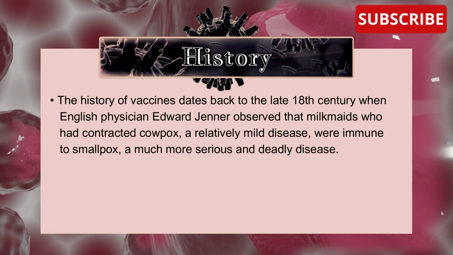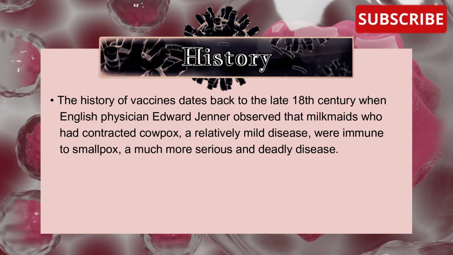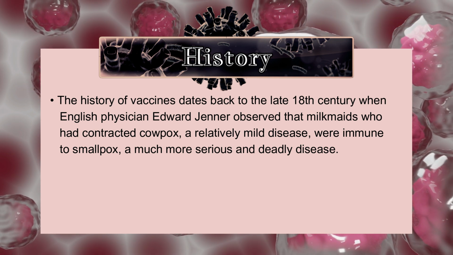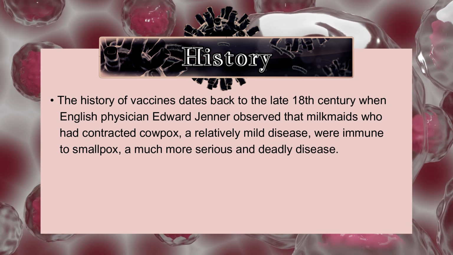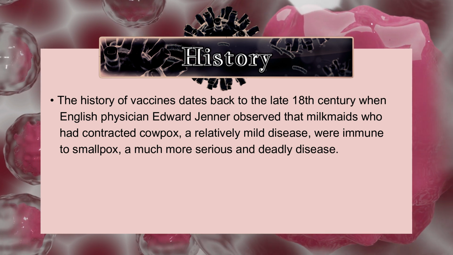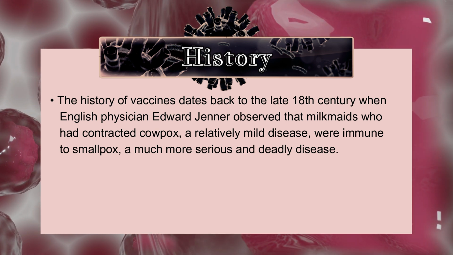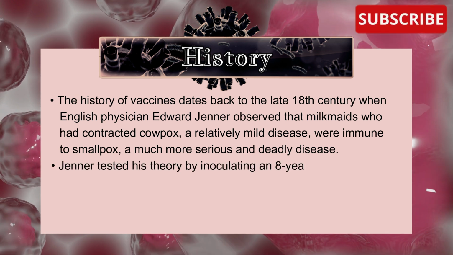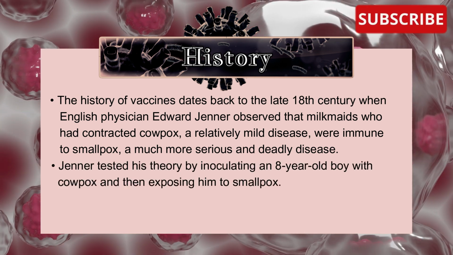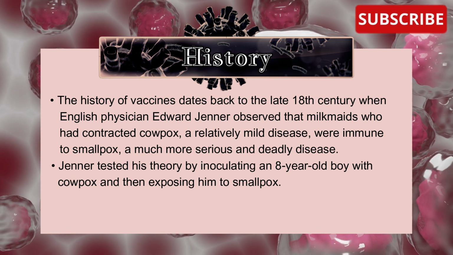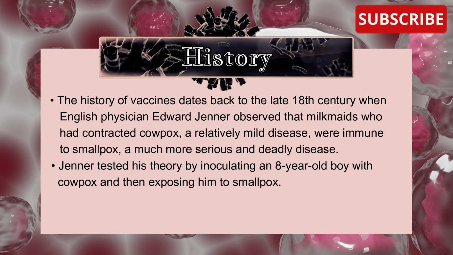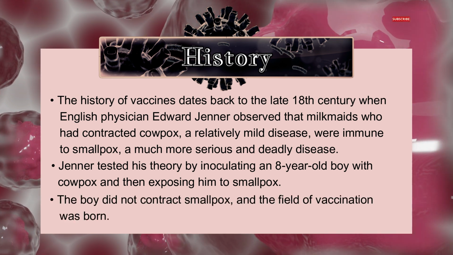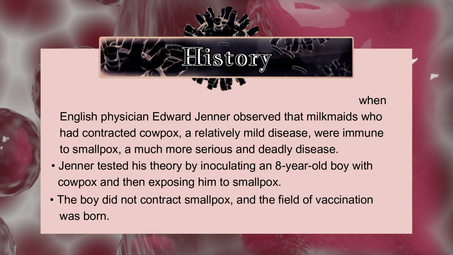The history of vaccines dates back to the late 18th century when English physician Edward Jenner observed that milkmaids who had contracted cowpox, a relatively mild disease, were immune to smallpox, a much more severe and deadly disease. Jenner tested his theory by inoculating an 8-year-old boy with cowpox and then exposing him to smallpox. The boy did not contract smallpox, and the field of vaccination was born.